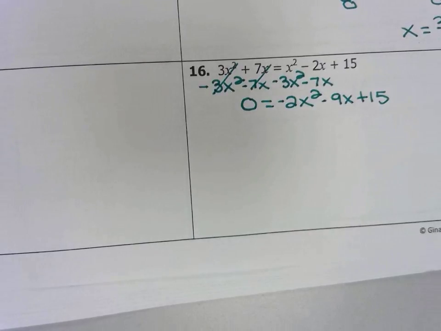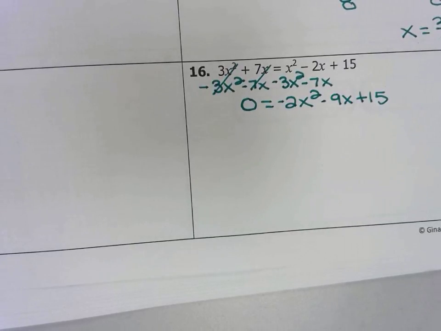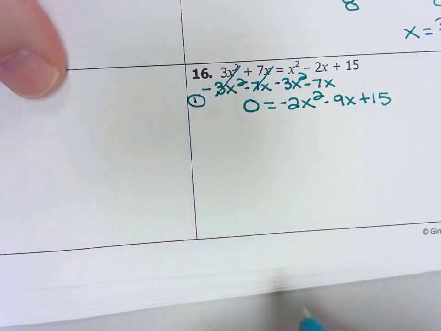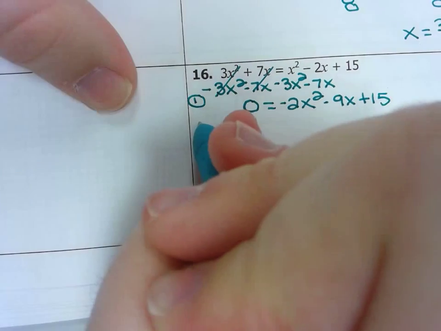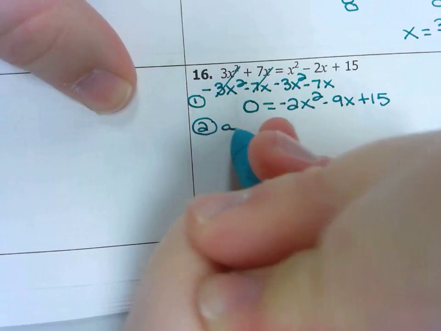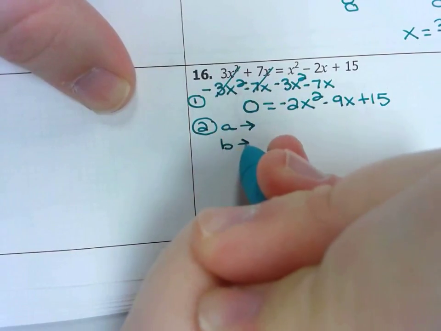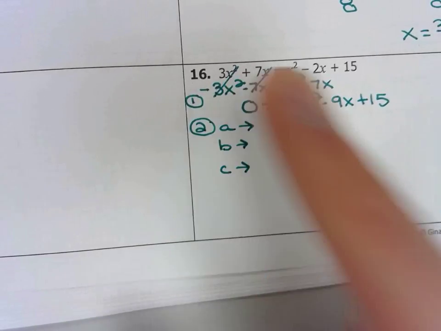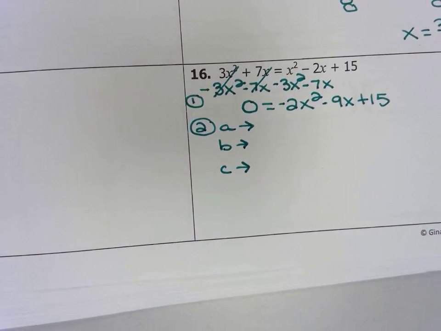Okay, any questions so far? So that one is harder, getting equal to 0. Sean, stay with us, please. We're almost done. Okay, so as I look at this, that was the first step, get it equal to 0. Second step is to find A, B, and C. So ignore the 0 part and just look at the part that has the polynomial on it.